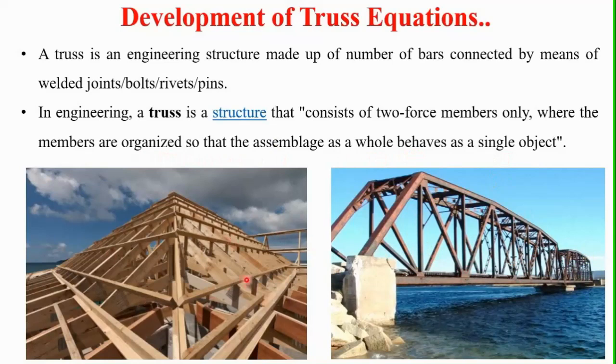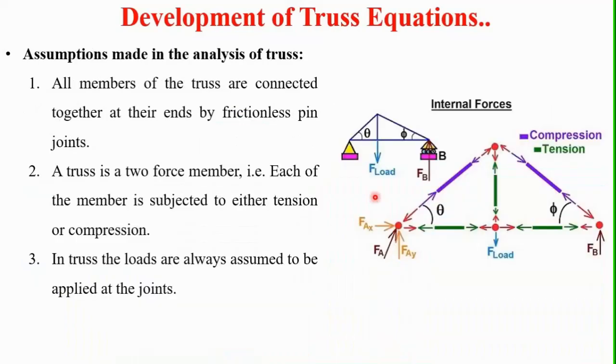This is the second example. It is the rooftop of this building. Here also a number of elements are connected and this structure is formed, and this whole structure is called a truss. Now, assumptions. There are a few assumptions that we have to consider while developing these truss equations, or again we can say while analyzing this truss.